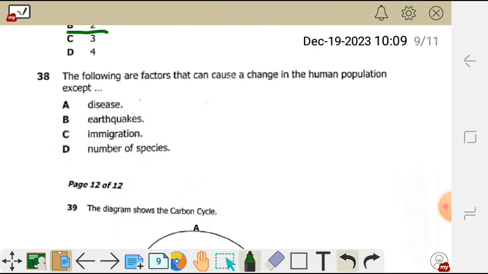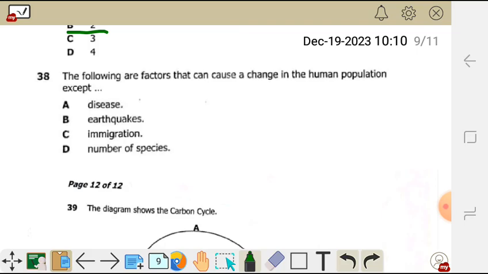The following are factors that can cause a change in human population except. So all of them can cause a change in human population except A, disease, B, earthquakes, C, immigration, D, number of species. So the correct answer here is number of species. Disease can cause human population change. Why? Because diseases kill people. When someone gets a disease, there is a chance that person can die, and that can cause human population to change.